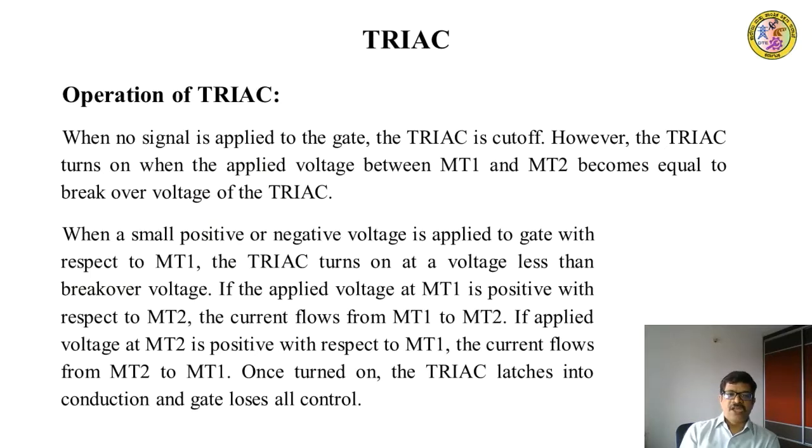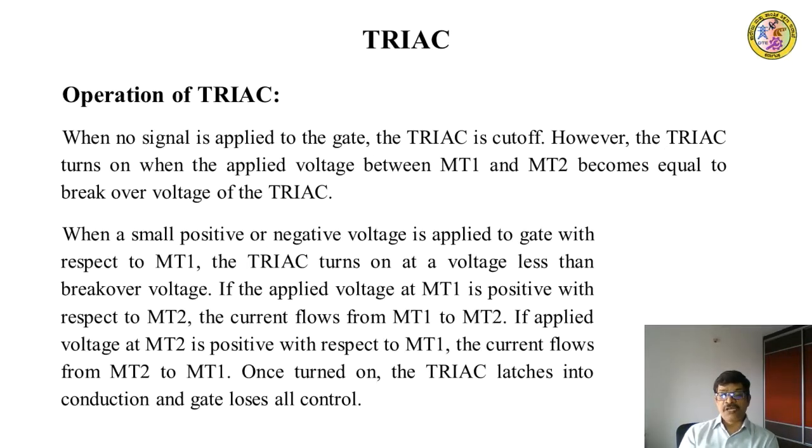Operation of triac. When no signal is applied to the gate, the triac is in cutoff state. However, the triac turns on when the applied voltage between the terminals MT1 and MT2 becomes equal to the breakover voltage of the triac. When a small positive or negative voltage is applied to the gate with respect to MT1, the triac turns on at a voltage less than the breakover voltage.